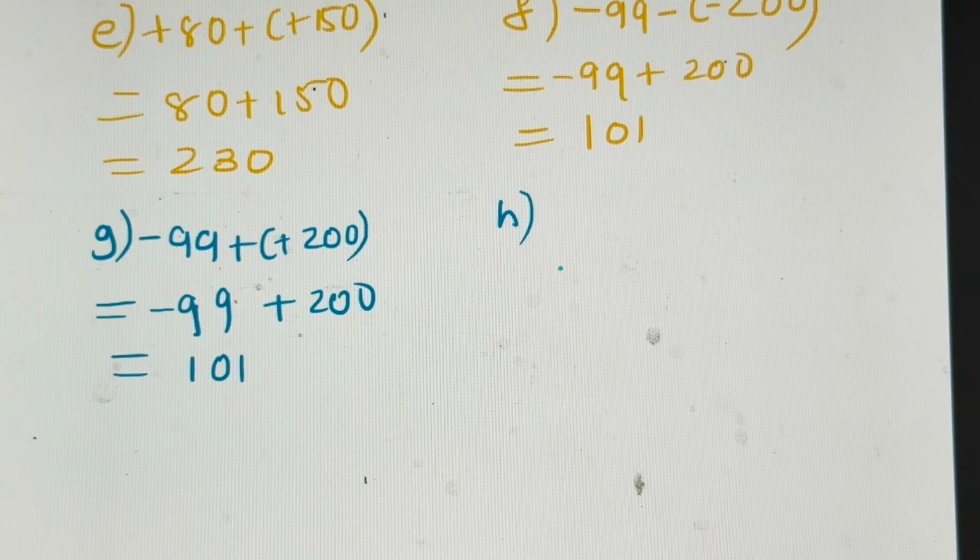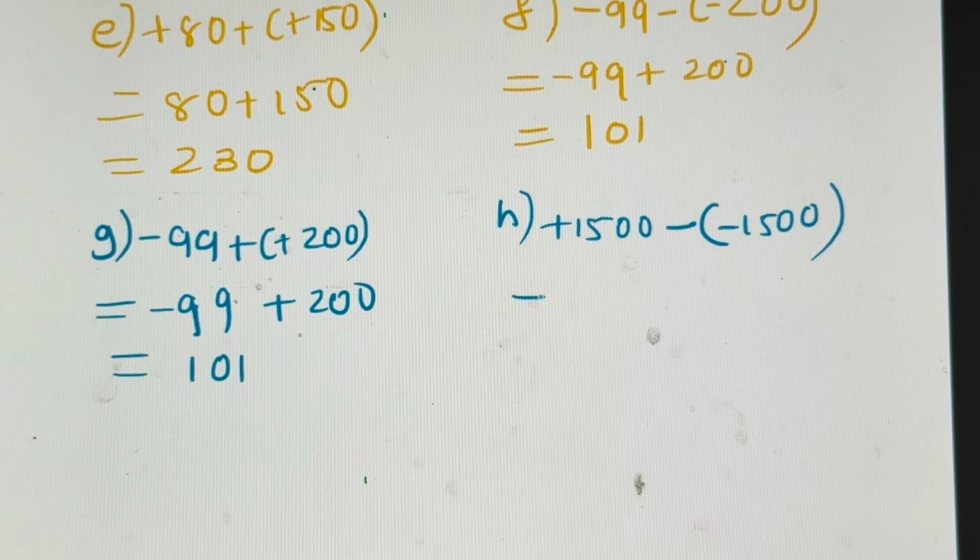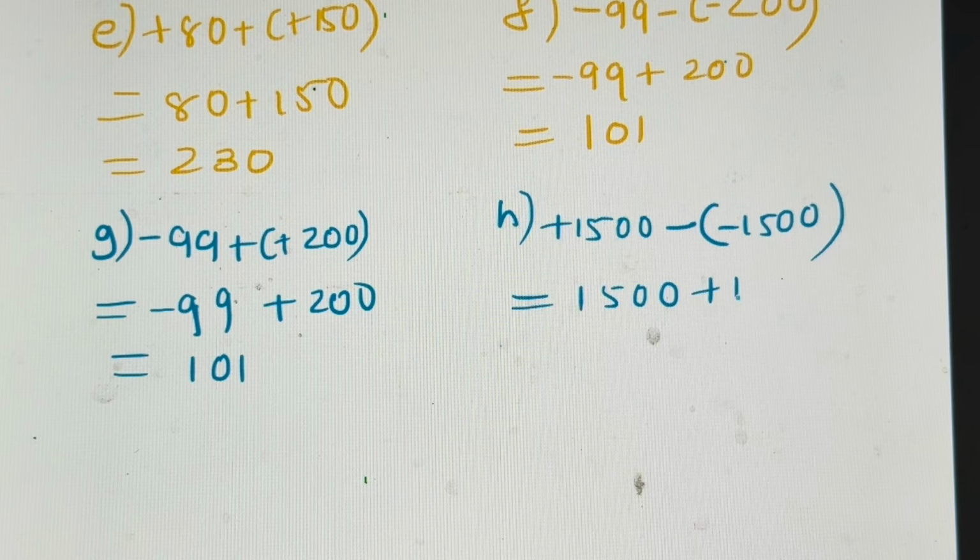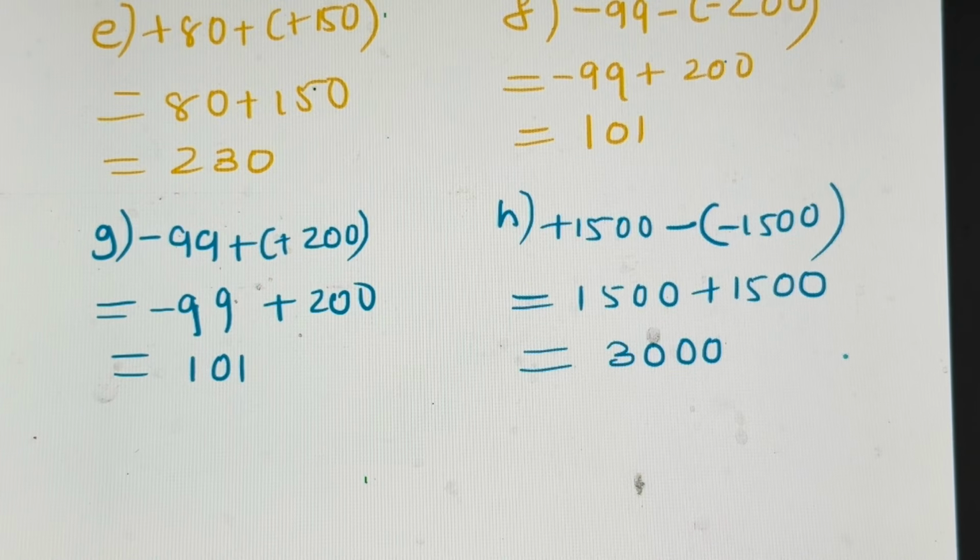Question number H. Plus 1500 minus (minus 1500). So when there are two minus signs, we write the additive inverse of minus 1500. That becomes plus 1500. So 1500 plus 1500 is 3000. That's your answer number H.